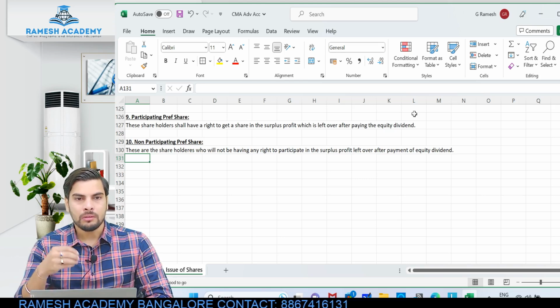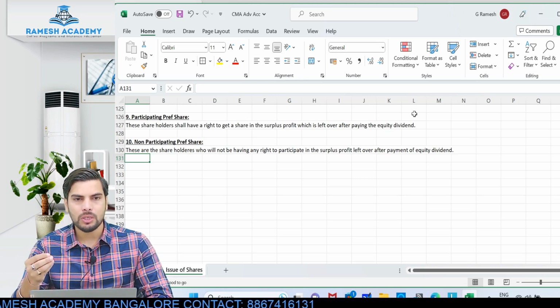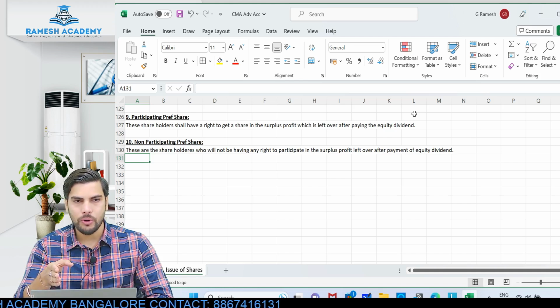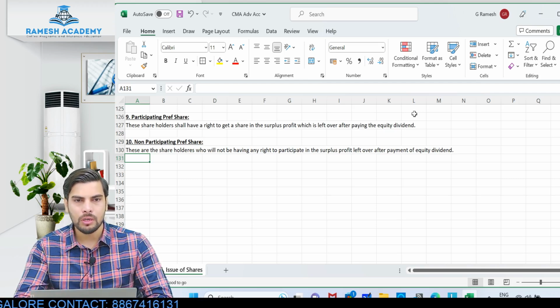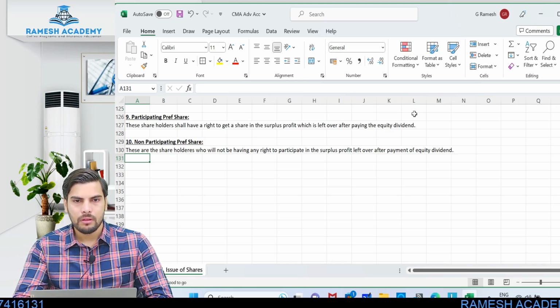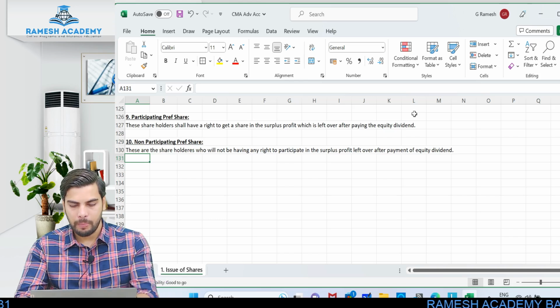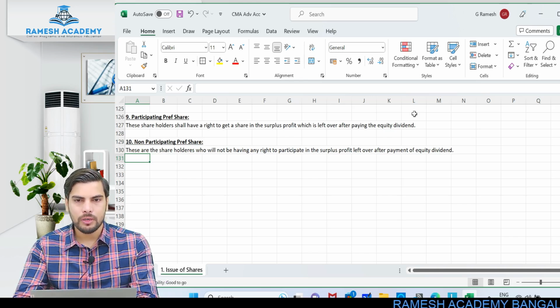Clear? So if the preference shareholders do not get a right to participate in the surplus profit left over after payment of equity dividend, those people will be treated as non-participating preference shareholders. Hope you guys understood this. Is this clear? Yes? Okay. So with this we complete this particular aspect.